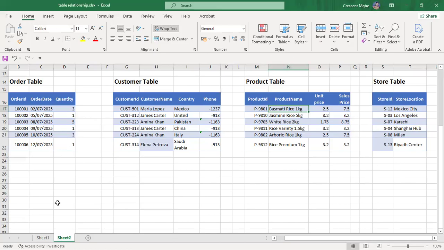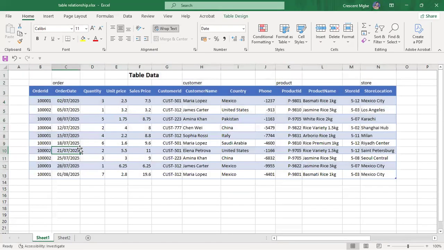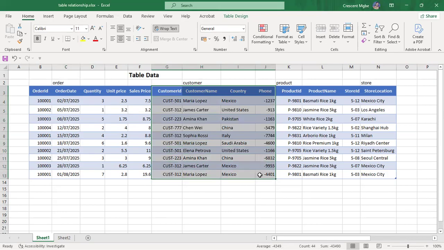So what I'm trying to say is that if this table is given to you, this thing is simple now. Just look at the observation. When you hear order ID, order date, quantity, you know that this is talking about the order, right? Now, when you hear customer ID, customer name, country, phone number, you know that all these things are still talking about the customer. So this is talking about customer.